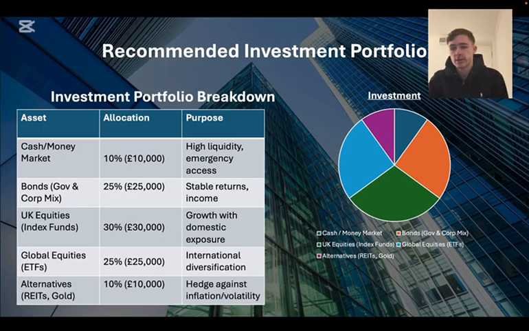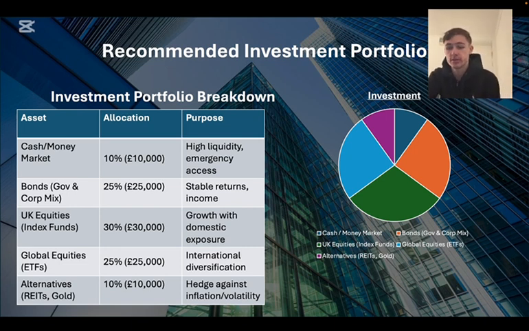So here we've got the recommended investment portfolio. As you can see in the pie chart, we've split our funds in different ways. So we've got cash, so 10% of the portfolio is allocated to the cash. The purpose of this is for high liquidity and emergency access. 25%, which is 25,000, going towards bonds, which are government and corporate mixed. And this is stable returns and income.